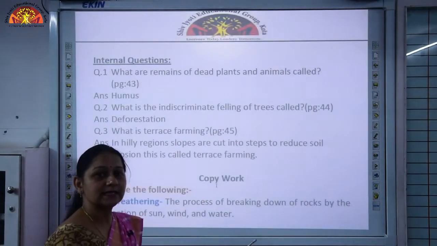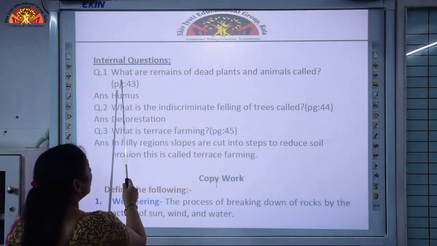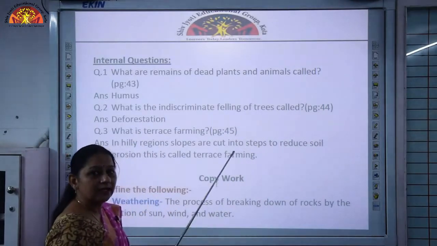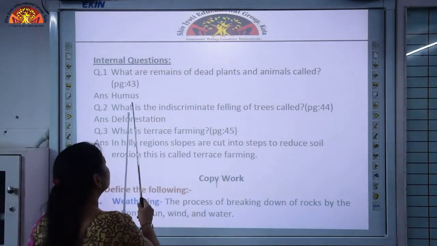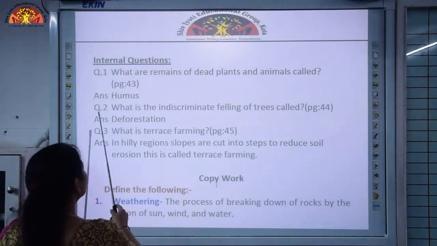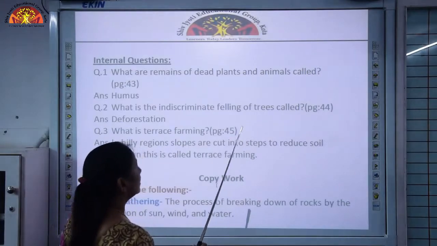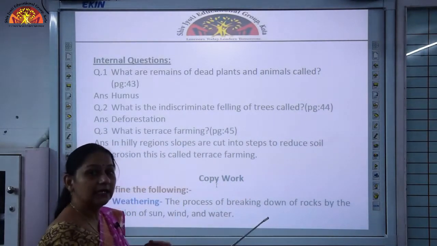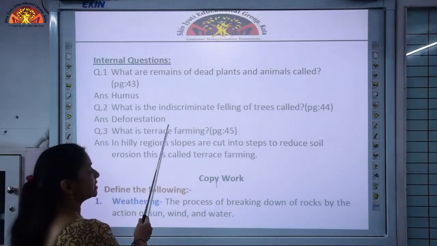First we are going to discuss the internal questions. The first internal question, what are remains of dead plants and animals called? The remains of dead plants and animals which fall on the ground, it is called the humus, and it is a very fertile part of the soil. Second one, what is the indiscriminate felling of trees called? The indiscriminate felling of trees means cutting down of trees in large amounts. Then it is called deforestation.